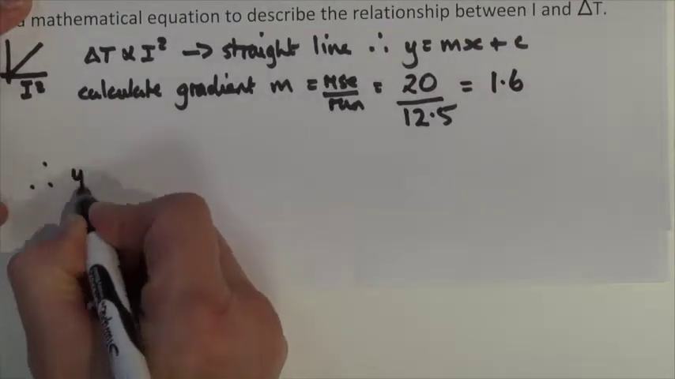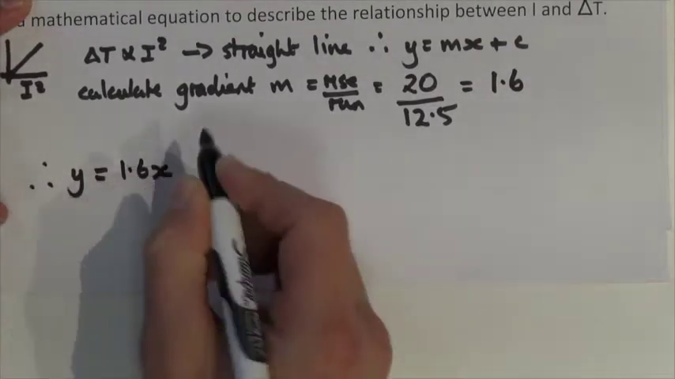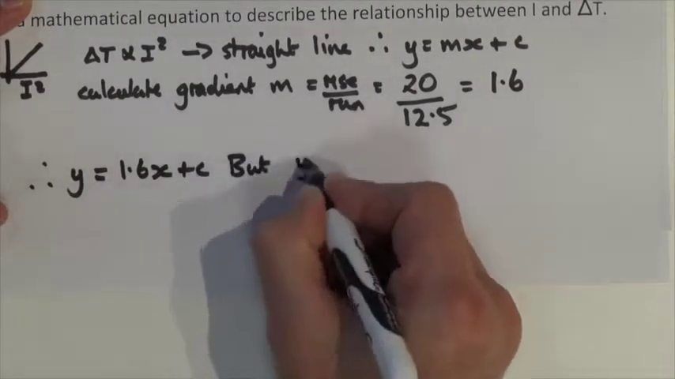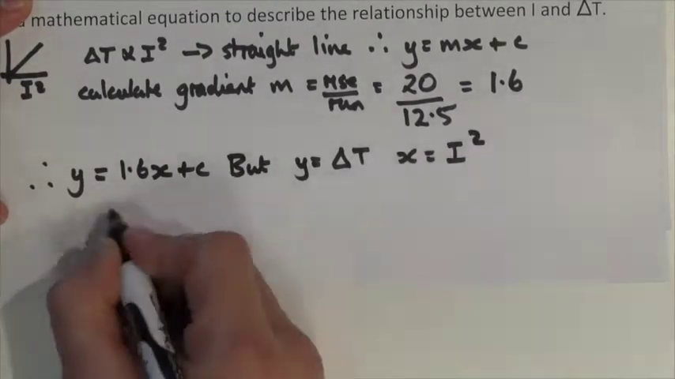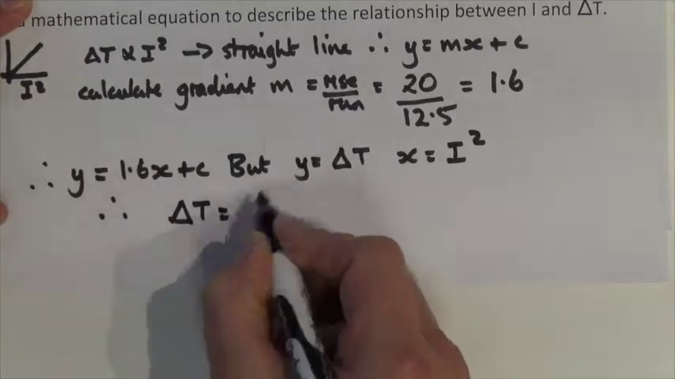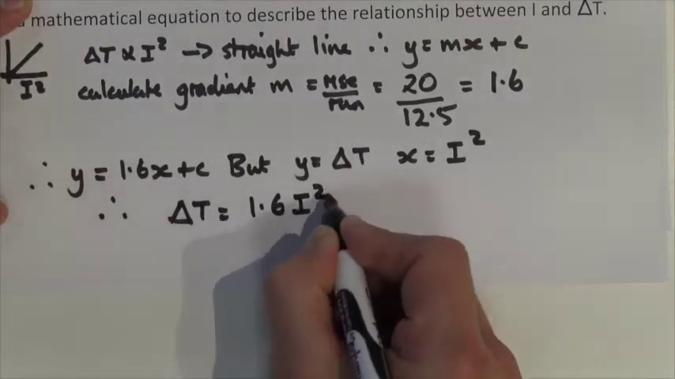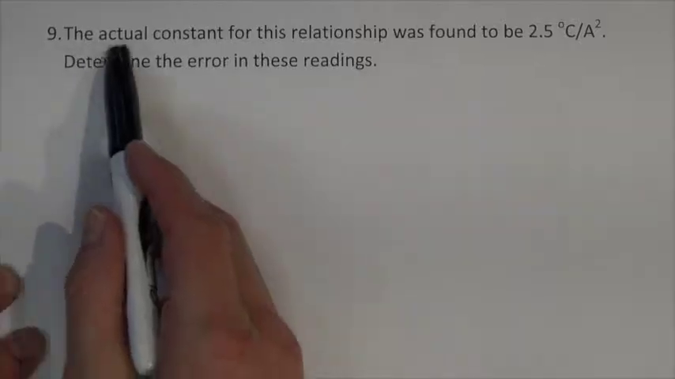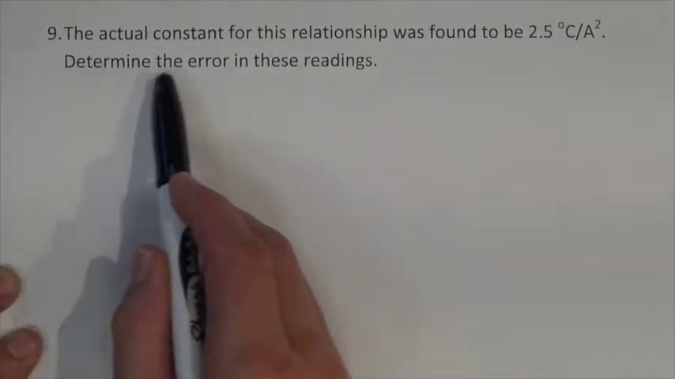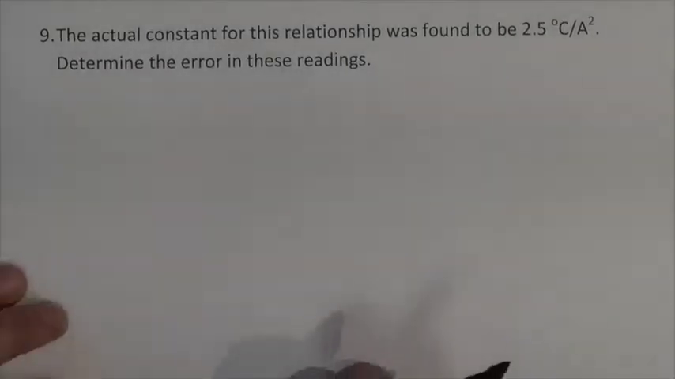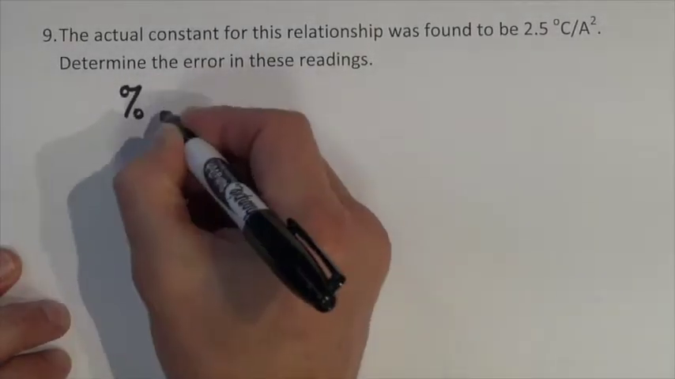Okay, so as a result, y equals 1.6x plus c, but we've got to realize that y is going to be delta t and x is going to be I squared. So what I then get is that delta t will equal 1.6 I squared. So that's my mathematical formula. So from this, I've been told that there's a constant for this relation of 2.5 degrees C per amp squared.